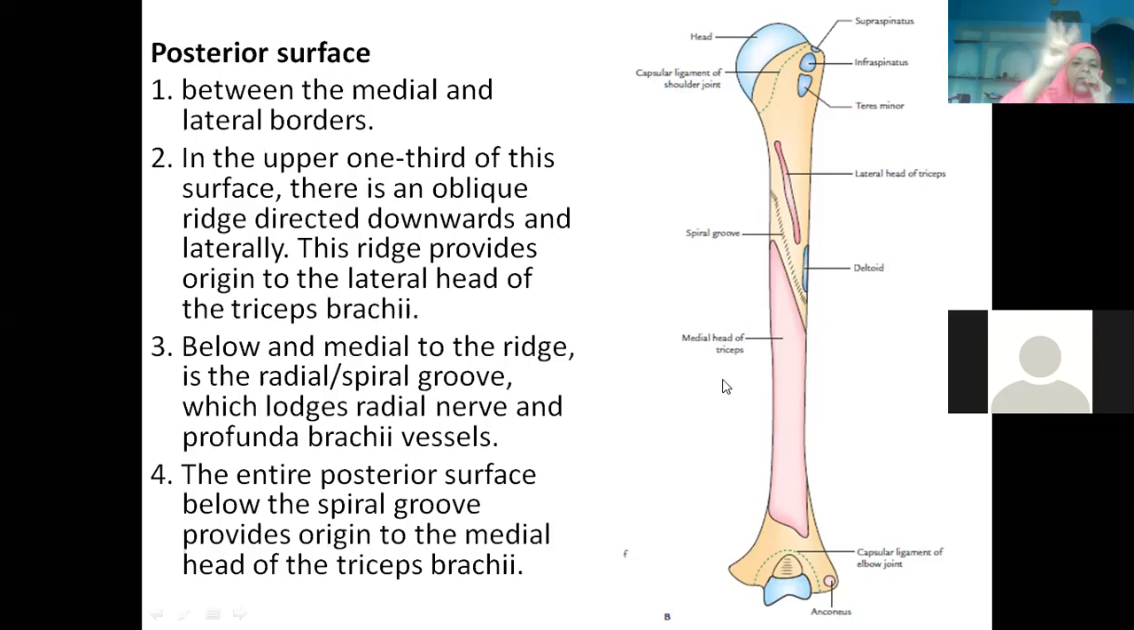Like that, we have three heads, isn't it? That is the medial head, lateral head, and the long head. Long head from the infraglenoidal tubercle, lateral head is above the spiral line, medial head is below the spiral line, complete posterior surface. Apart from that, this is the posterior aspect of the lateral epicondyle which is giving origin to Anconeus.